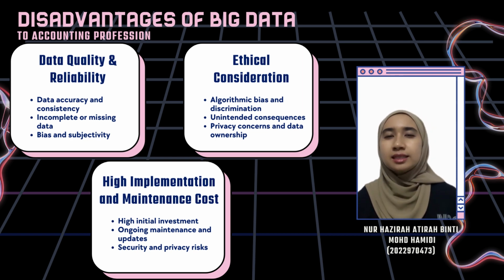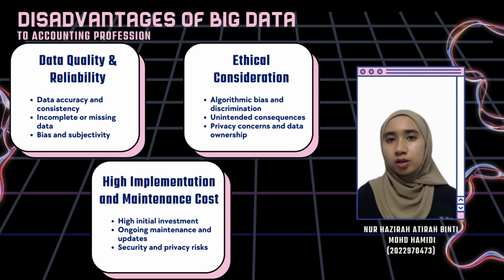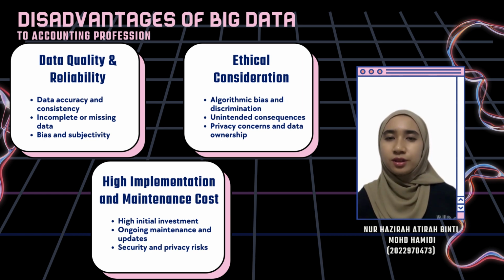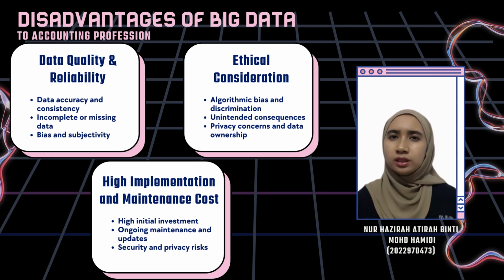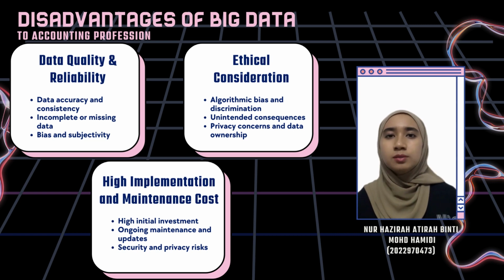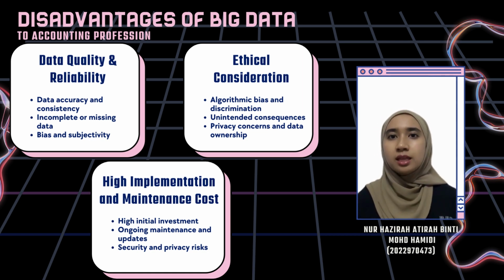Big data analytics can introduce biases in the decision-making process. Biases may arise from the data itself, the algorithm used, or the interpretation of results, leading to unfair or inaccurate outcomes. Second is ethical consideration. Big data analytics often rely on algorithms to make predictions and decisions. If the historical data used to train these algorithms contains biases, the outcomes may perpetuate or exacerbate existing inequalities. This raises ethical concerns about fairness and impartiality.